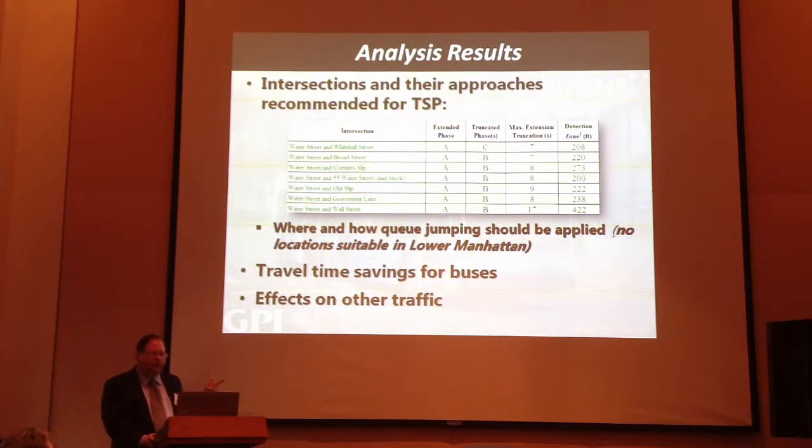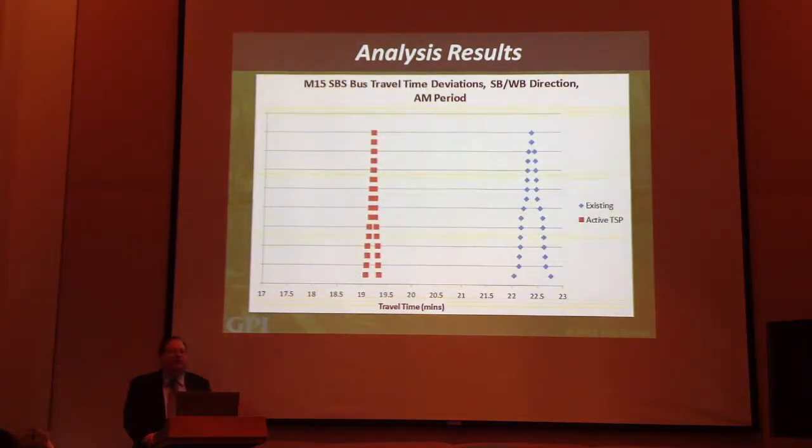So this is what we gave to the city. We gave them all these tables saying, here's in this direction in the morning, this is what you extend, this is the phase you truncate, this is how much time you have to work with, and that's the most important one on the right, is where the bus needs to be from the intersection before you start to adjust the signal. We did some other types of displays.